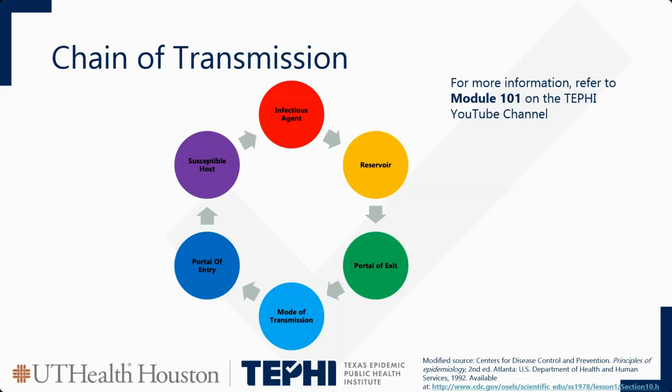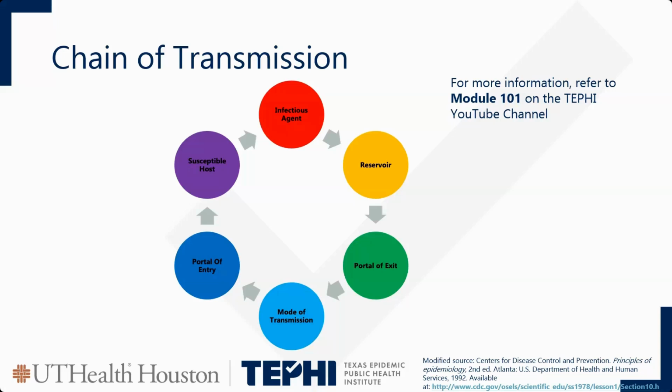The portal of exit is how the pathogen leaves the reservoir. So this can be through open wounds, aerosols, body fluids that are produced during coughing, sneezing, or saliva. The next component is the mode of transmission. This is how the agent is passed on. This can be through direct or indirect contact with the infectious agent or by ingestion or inhalation of the agent.